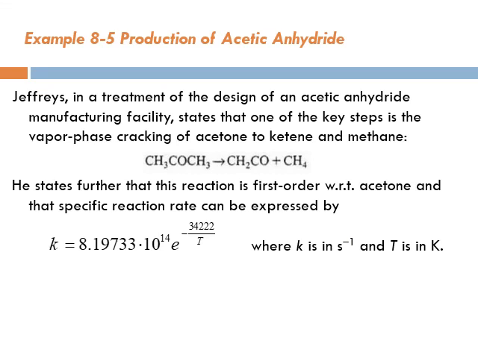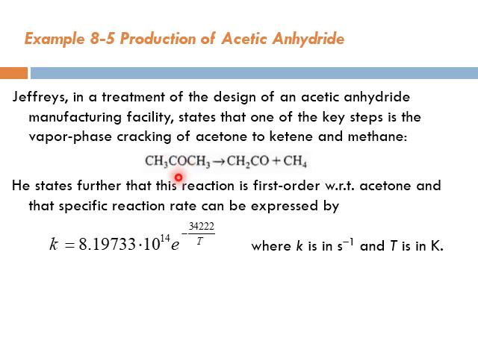Example 8.5, production of acetic anhydride. Jeffries, in a treatment of the design of an acetic anhydride manufacturing facility, states that one of the key steps is the vapor phase cracking of acetone to ketene and methane. So here we have the cracking step, and here we have the ketene and the methane. He states further that this reaction is first order with respect to acetone.